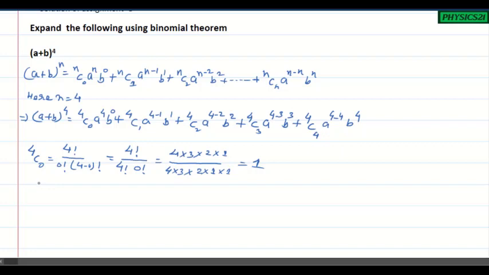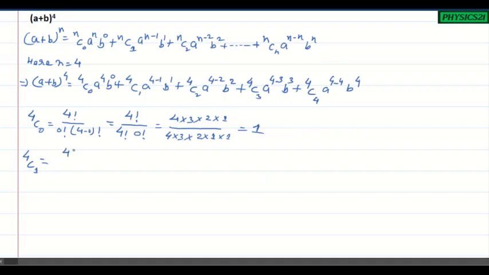Similarly, the value of 4C1 is factorial 4 divided by factorial 1 times (4 minus 1) factorial. Now as we simplify, we get 4 times 3 times 2 times 1 divided by 1 factorial, which is 1, multiplied by factorial 3, written as 3 times 2 times 1. Now solve it: 4.